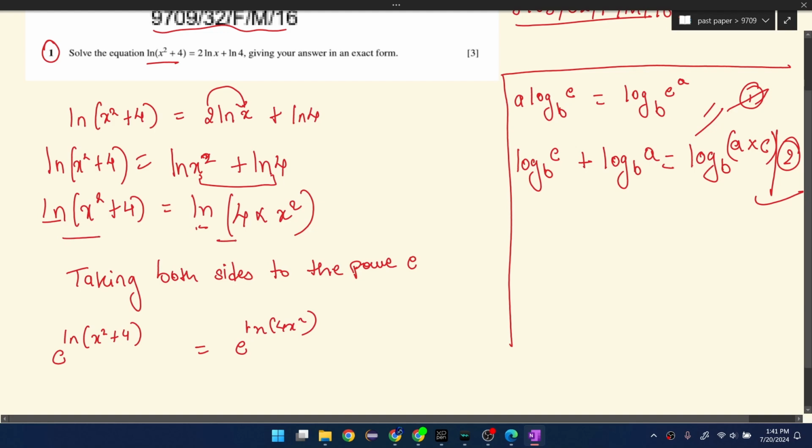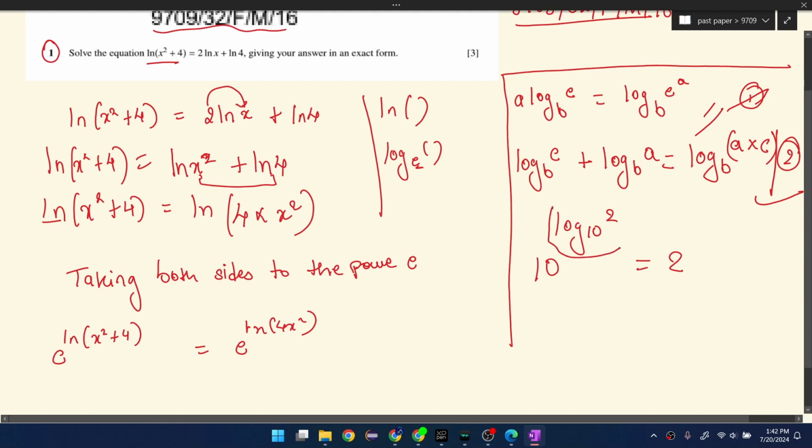So if these two identities are equal, any number to the power of these two must be equal, right? Because these two are the same value. And why did we take e? Because this is natural log, and ln can also be written as log base e, right? So suppose we take log base 10 of 2, and if we take 10 to the power log base 10 of 2, we are gonna get 2 itself. Why?